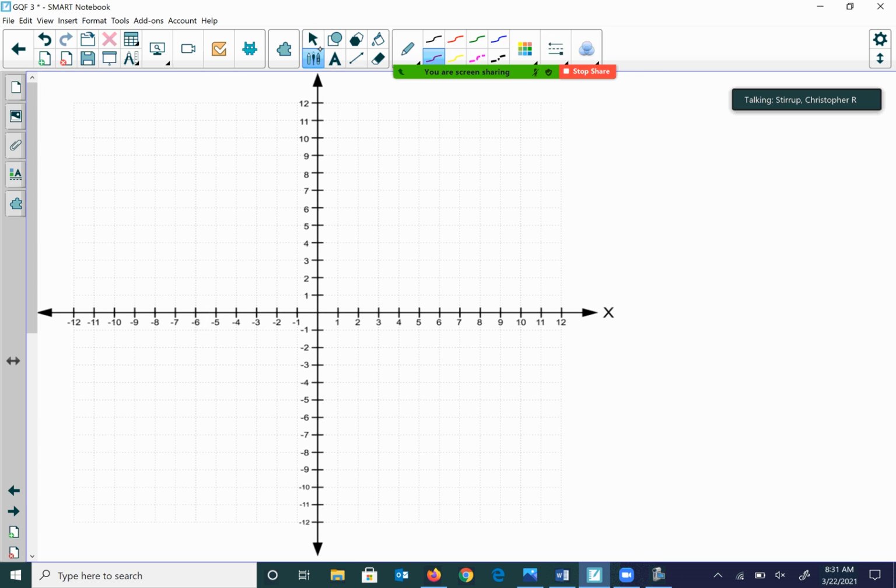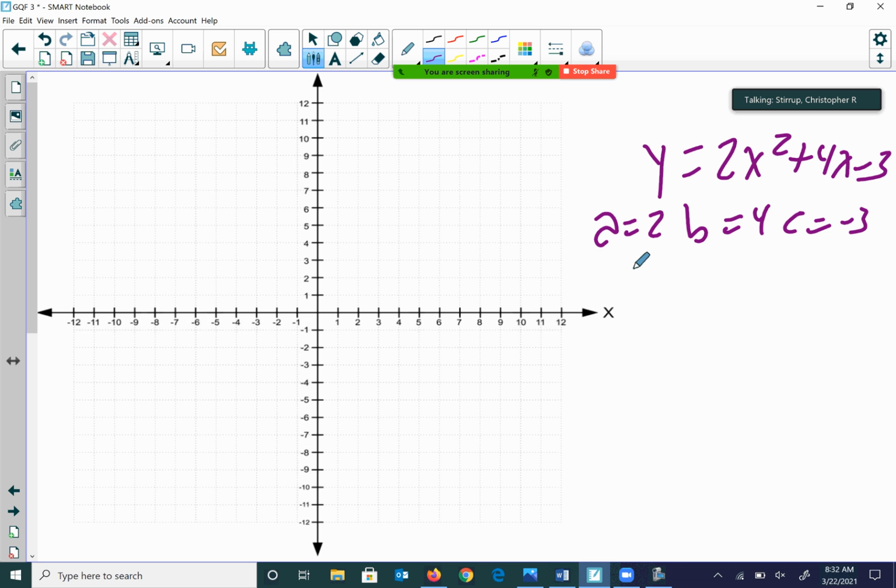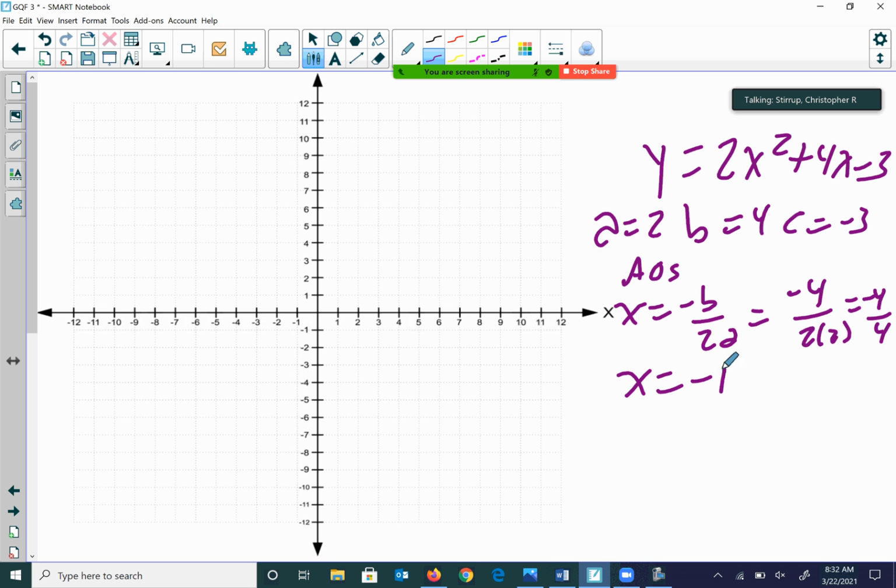Okay, so here's my xy axis, and so I have y equals, this is number 2 on page 53, 2x squared plus 4x minus 3. So it looks like my a value is 2, my b value is 4, my c value is negative 3. I'm going to find the axis of symmetry by using x equals negative b over 2a. So I'm going to get negative 4 over 2 times 2, which is negative 4 over 4. So I get an axis of symmetry of negative 1, because negative 4 over 4 is negative 1.